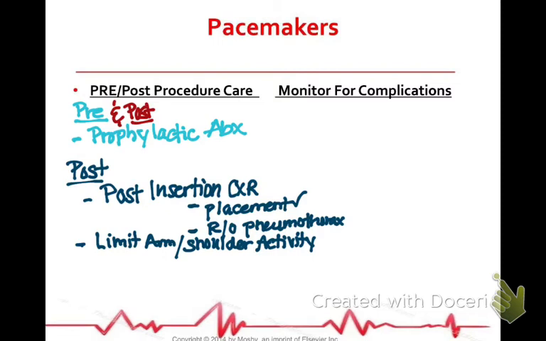So limit shoulder activity, arm and shoulder activity. Who took care of the pacemaker patient at clinical? He had on a sling. That was to remind them not to move their arm. What happens if they lift their shoulder, move their arm, or hyperextend it? They can dislodge the lead. That means more surgery. That was what he was there for the first one for. He had dislodged his lead.